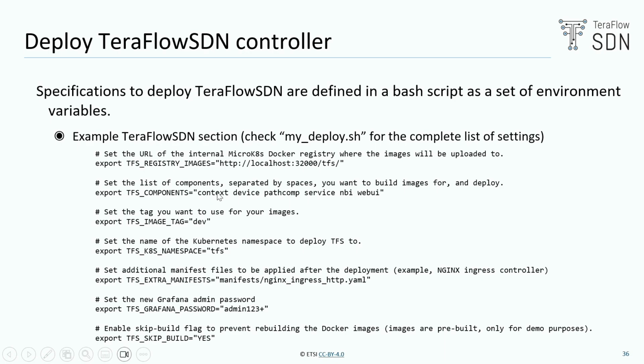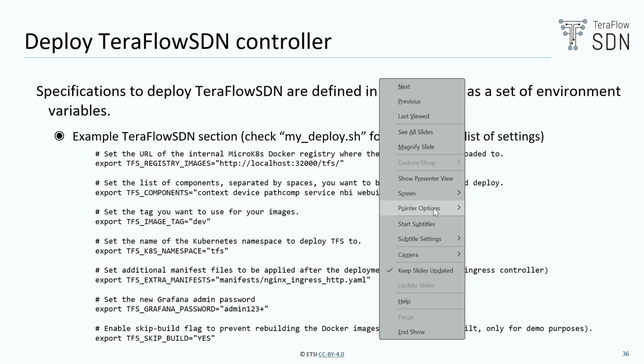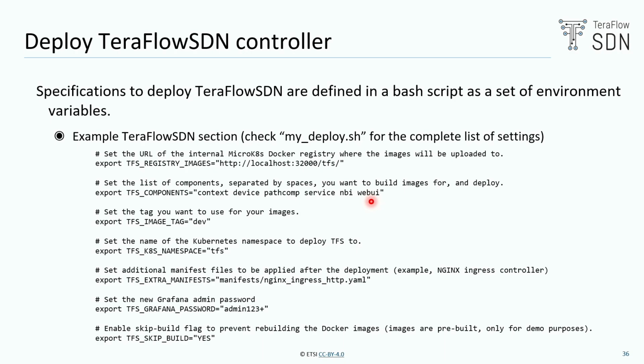In this case, these are the ones that we will use in this Hackfest. Context is the one that manages the data elements, device is the one that implements the SBI connectors to manage devices, path computation does what the name states, service is the one that manages the connectivity services, NBI is the one that provides a northbound interface for end users or external systems to connect to TerraFlow and drop requests, and the web UI is the one that enables end users to connect to TerraFlow and manage things through a graphical interface. The rest is just configuration settings. I will skip them for the sake of saving a bit of time.